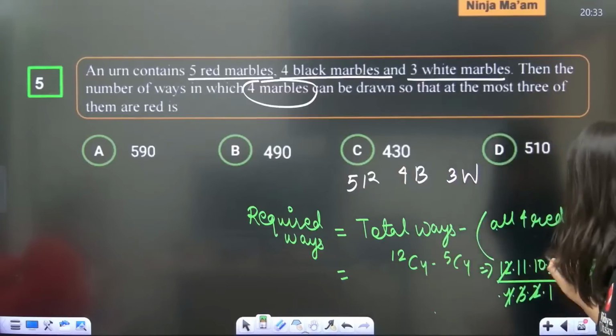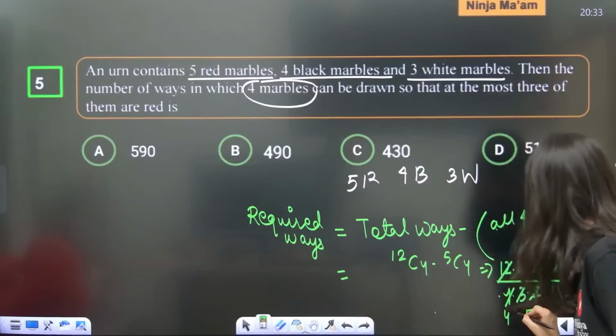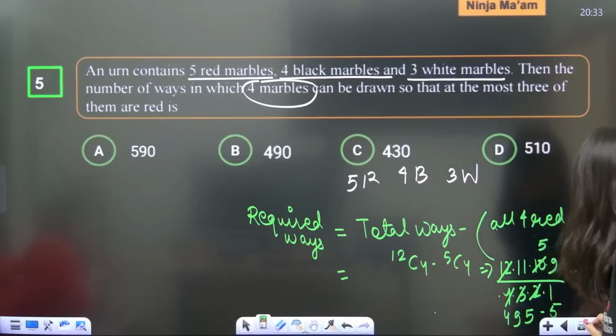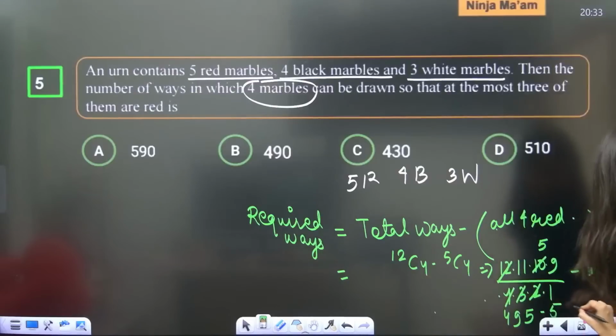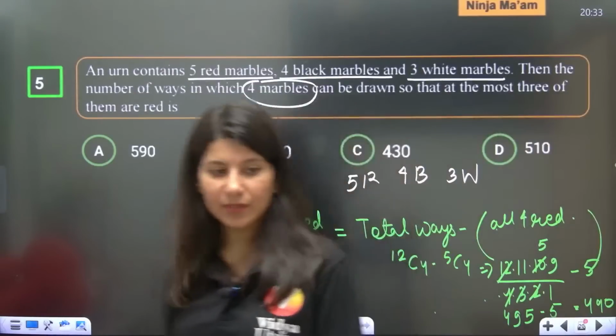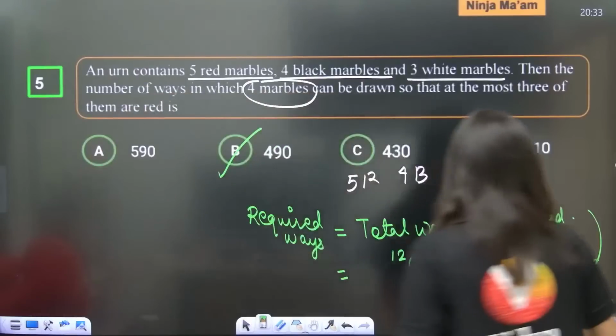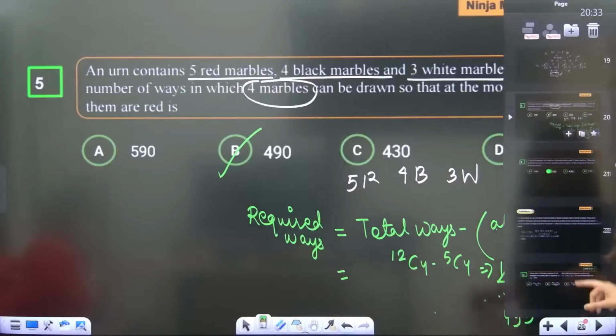So this is 2 5s. Yes, 9 5s are 45, and this is 9. 495 minus 5. So correct answer will be 490. Yes, 490 is absolutely correct. Option B absolutely right. Everybody yes? Okay, getting it, understanding it. This question I think was doable and easy.